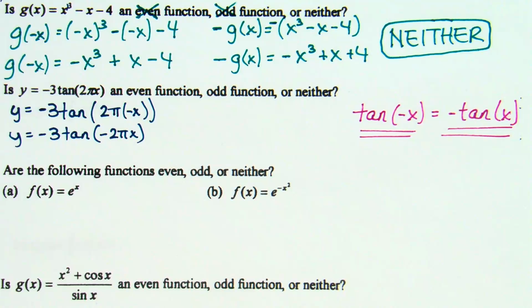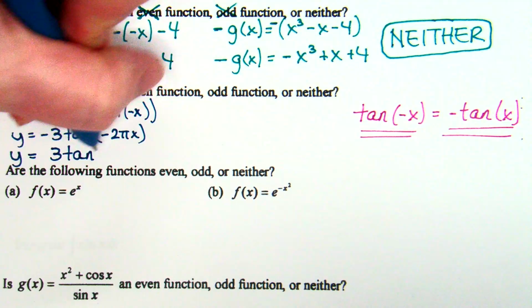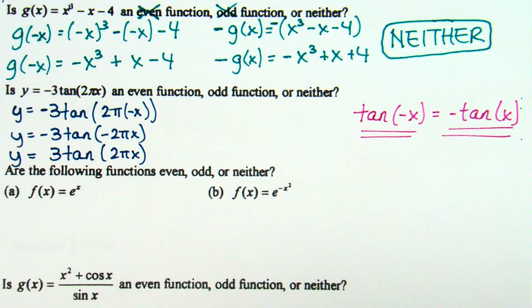That is the identity we learned last year, and you have to put it into effect here. After lesson 4, you had a page of helpful pre-calc stuff. That's where you can find this. So, if you take that negative out of the 2 pi x, what does this become? Positive 3 tangent of 2 pi x. So what does that tell me right now? This is not even.